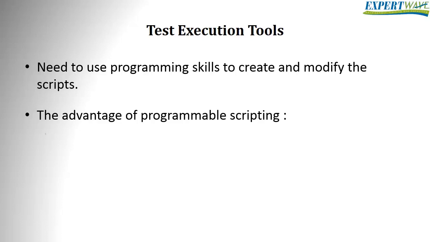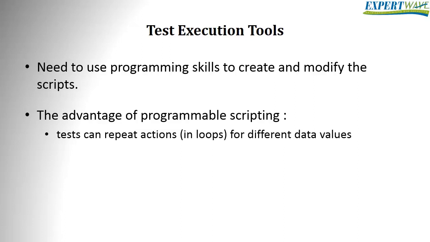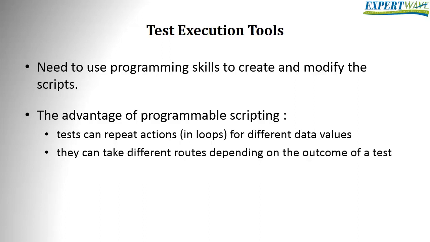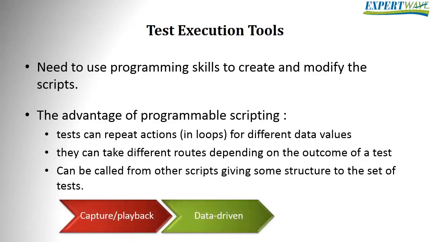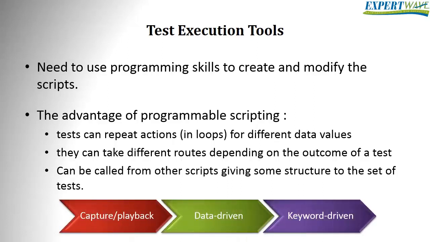For example, tests can repeat actions in loops for different data values, such as test inputs. They can take different routes depending on the outcome of the tests. For example, if a test fails, go to a different set of tests, and so on. And they can be called from other scripts, giving some structure to the set of tests. Let's talk now about different types of test execution tools.